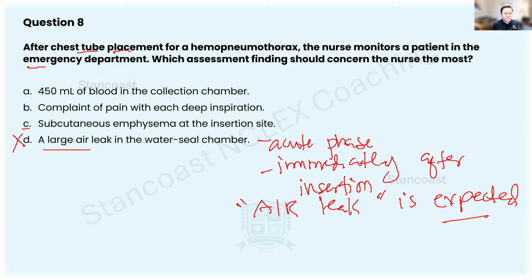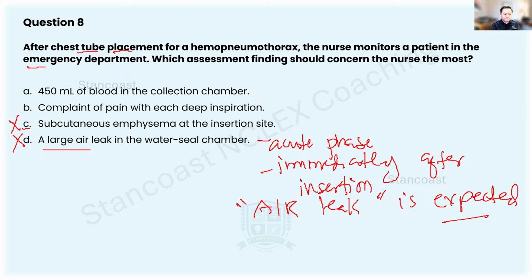What about letter C? Subcutaneous emphysema at the insertion site. What do you think about that subcutaneous emphysema? It can occur when the air leaks into the subcutaneous tissue, right? And around the chest tube insertion site. It is also a known complication in the chest tube placement and would be benign, and it would be self-limiting as well. It doesn't really cause significant clinical complications, so it can resolve on its own. So we're going to have to eliminate letter C as well.